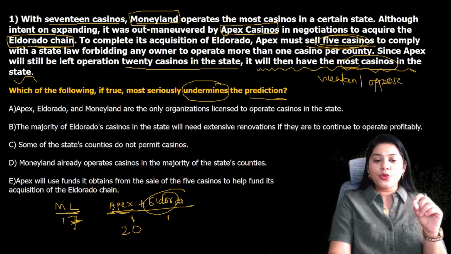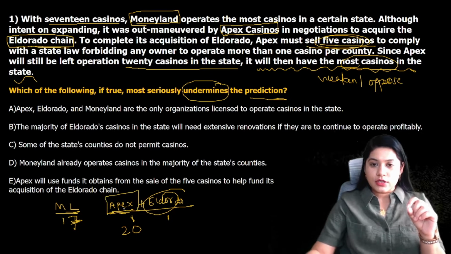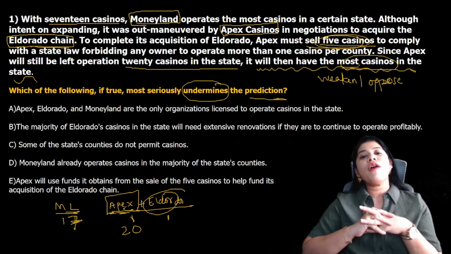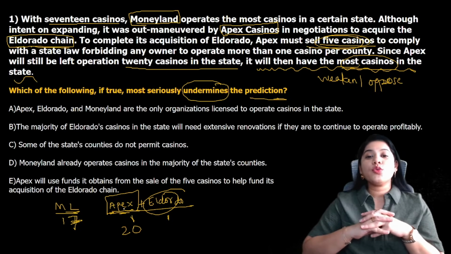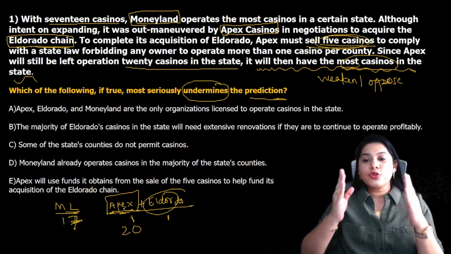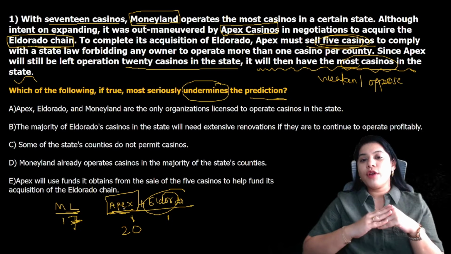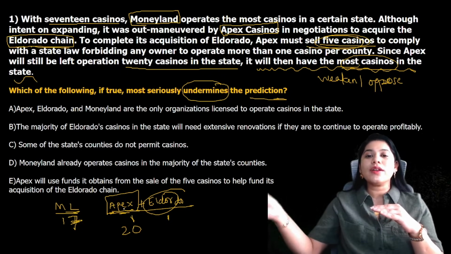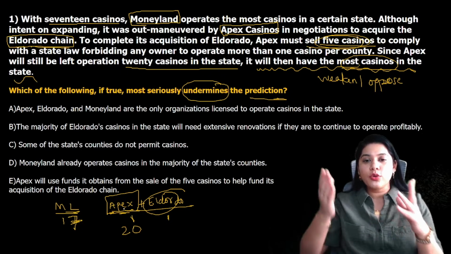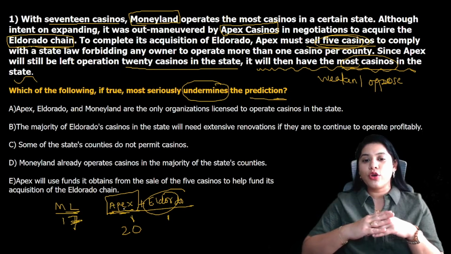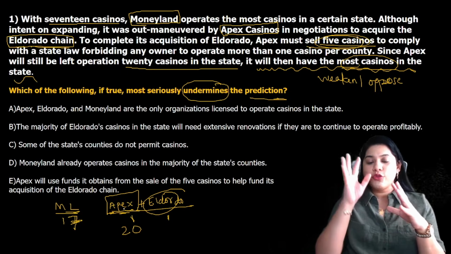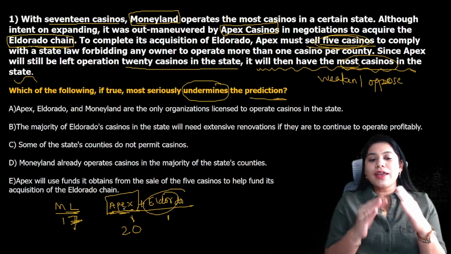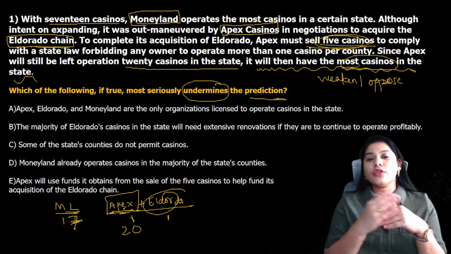So if I have to prove that Apex will not have the most casinos, it's like if you are saying I have the most number of houses in the world. I have 20 houses in the world. If I have to prove you do not have the most houses in the world, I'll have to tell you someone who has at least 21 houses. Then only your point can be proven wrong. So in the options, you have to find someone who has or can have more than 20 casinos.